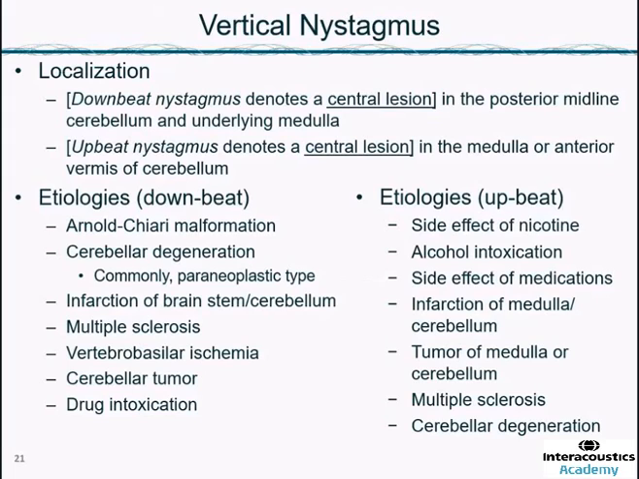From a diagnostic point of view, downbeat nystagmus has a slightly higher clinical significance than upbeat nystagmus, for reasons that I will mention in a minute. If you see downbeat nystagmus, it's a central lesion in the posterior midline cerebellum or the underlying medulla. Upbeat nystagmus has almost the same localization: medulla or anterior vermis of the cerebellum. Downbeat nystagmus can be caused by several different abnormalities, including Chiari malformations and cerebellar degeneration.